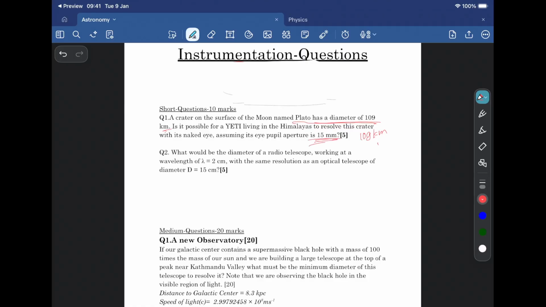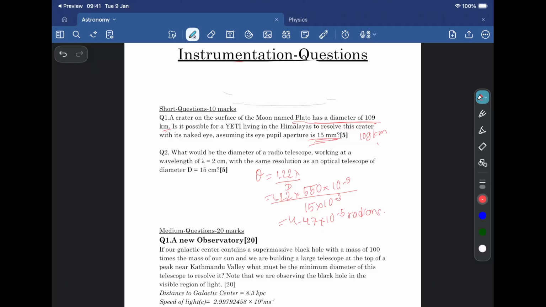So we have theta as 1.22 lambda divided by d. Let us take the visible wavelength as 550 times 10 to the power minus 9, which is 550 nanometer, divided by 15 times 10 to the power minus 3, which will give us 4.47 times 10 to the power minus 5 radians.